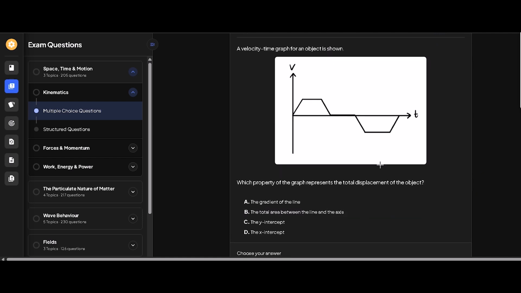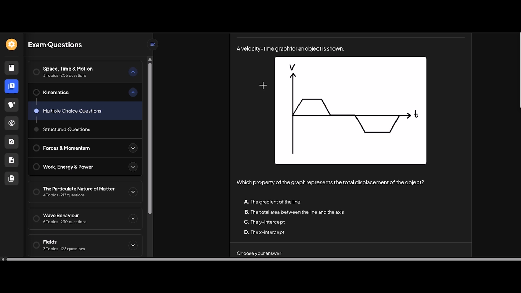Question 5, it's saying a velocity time graph for an object is shown. Here it is. Which property of the graph represents the total displacement of the object? Total displacement. First one is saying the gradient of the line, the total area between the line and the x-axis, and the y-intercept, the x-intercept. Probably it's not the y-intercept or x-intercept, so this one is not important for me. Here we have the gradient of the line and the total area between the lines.